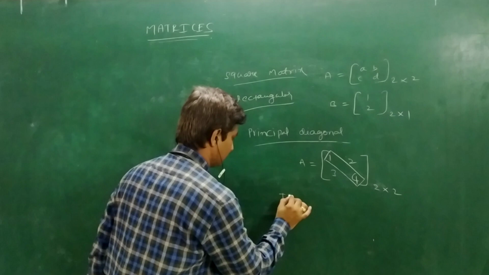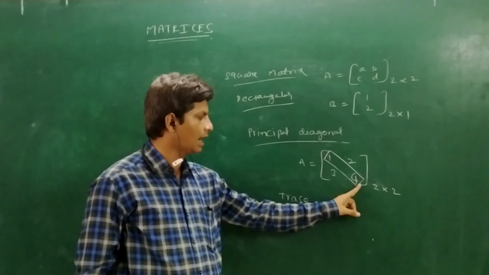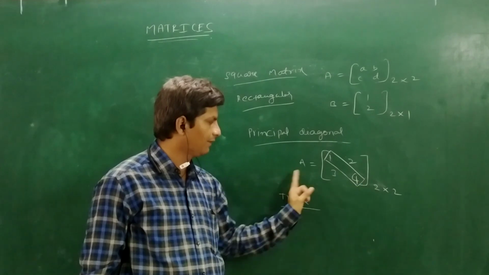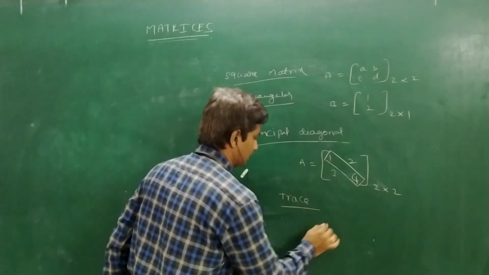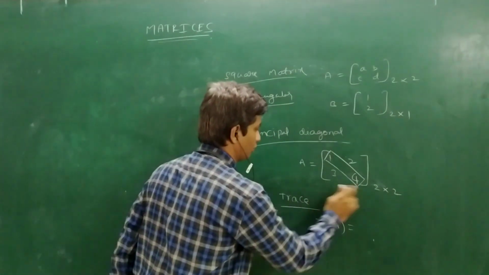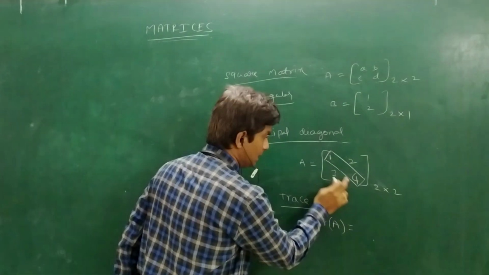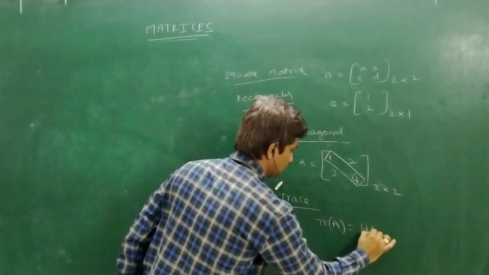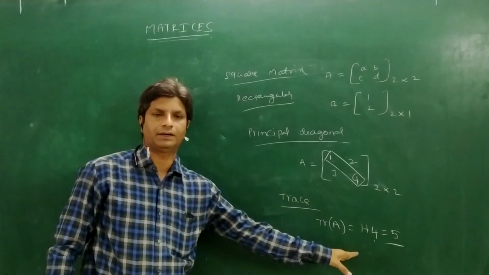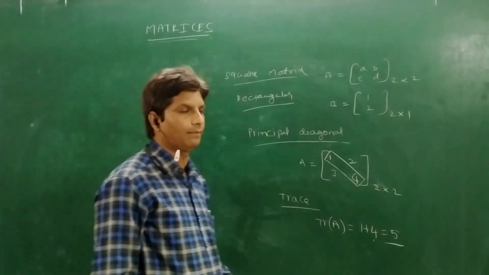So, next, trace of the matrix. The sum of all the elements in the principal diagonal of a square matrix is called the trace of the matrix. Trace of the matrix is given by tr A. For this matrix, what is the trace? Here, 1 and 4 are the elements in the principal diagonal. Sum of all the elements in the principal diagonal, so this is 1 plus 4. The trace of the matrix is 5. This is the way to find the trace of a matrix.